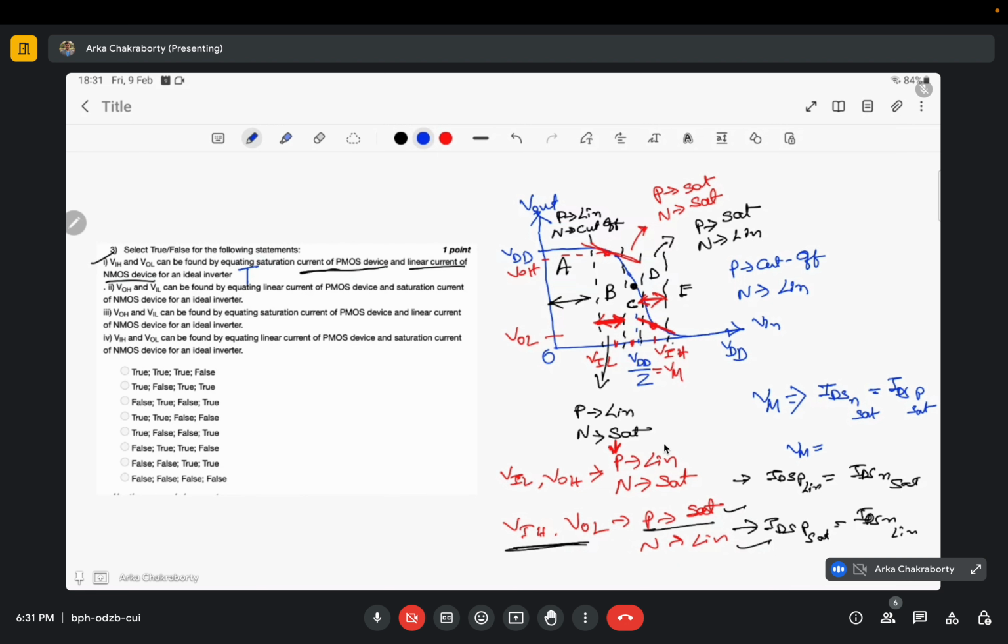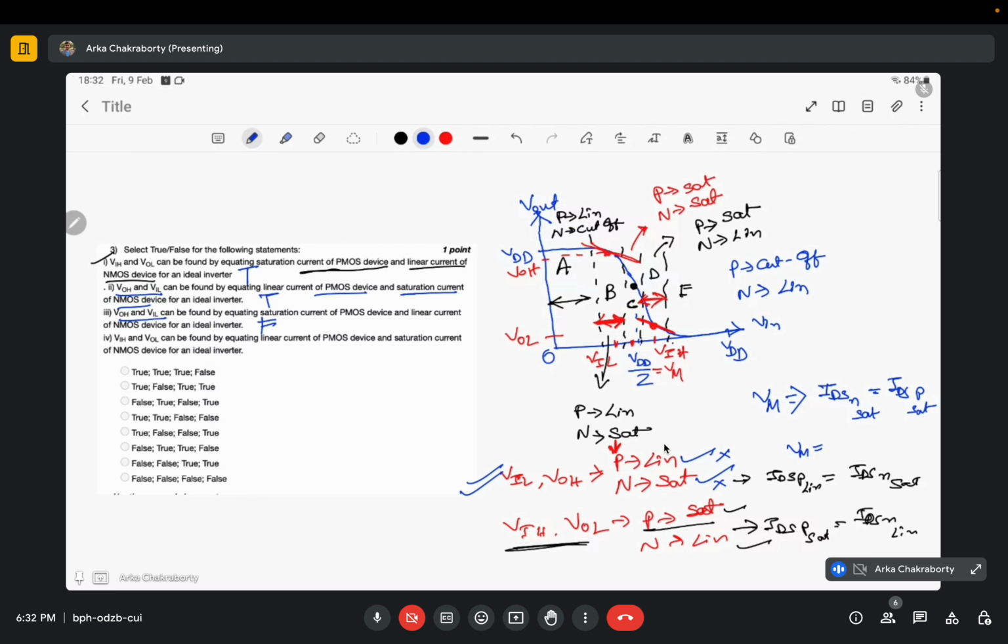Okay, second statement: V output high and V input low. This can be found by equating the linear current of the PMOS device, correct, and the saturation current of the NMOS device, this is also correct. So this is also true. And the remaining two statements are VOH and VIL. Again, this can be found by equating the saturation current of the PMOS device, no, it's wrong, and the linear current of the NMOS device, it's also wrong, so it is false.